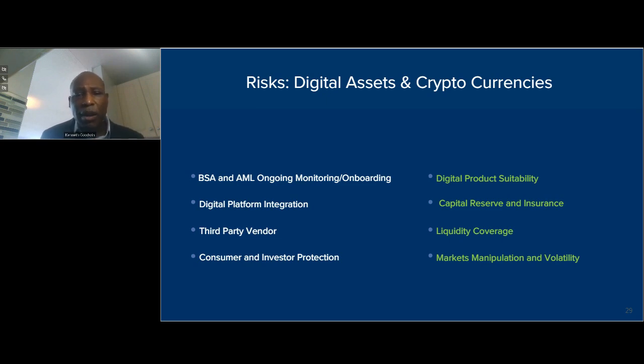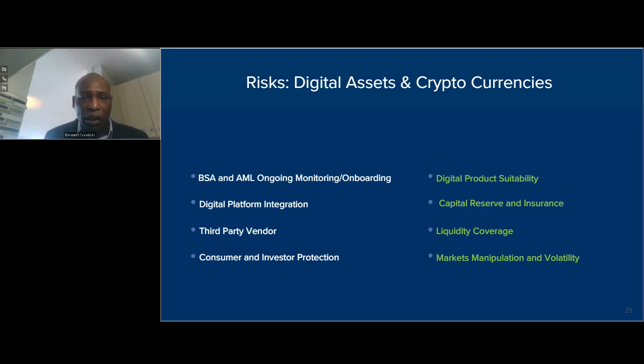BSA, AML, ongoing monitoring, onboarding, very significant. You need to have continuous monitoring and reporting of a transaction or operation. That could be on-chain, off-chain, very significant. We saw that within FTX, right? FTX is a C5 platform, but again, you had some exposure. So that ongoing monitoring is very critical. There are firms out there that are significant in doing that. Blockchain Intelligence Group, I think, is one of the better firms out there that does this, better than Chainalysis. No disrespect to Chain, but I think there are firms out there that have really good products and services that can do this. Digital platform integration, very key and important here.